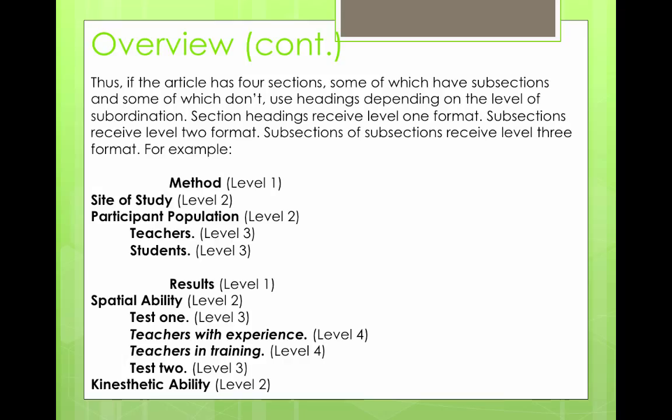Then we move on to the results section. The author has split it into 2 level 2s, so there's 2 subsections within the results section. Spatial ability actually has further subdivisions within that one, so you see there's 2 level 3s, test 1 and test 2. Within test 1, there's further subdivisions, teachers with experience and teachers in training. Those would be level 4.